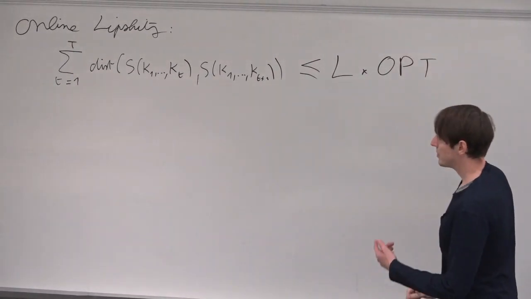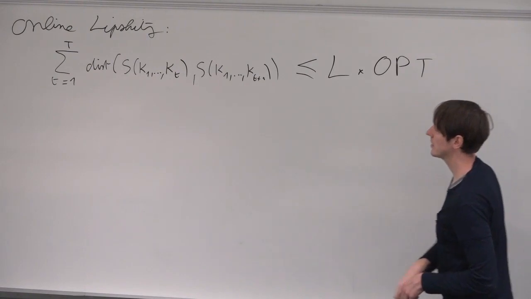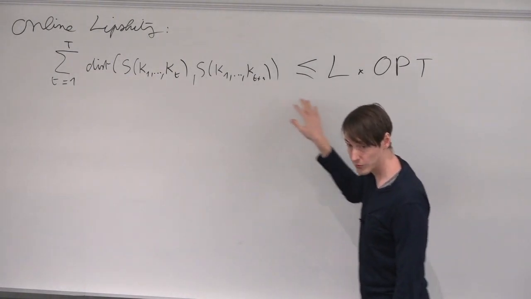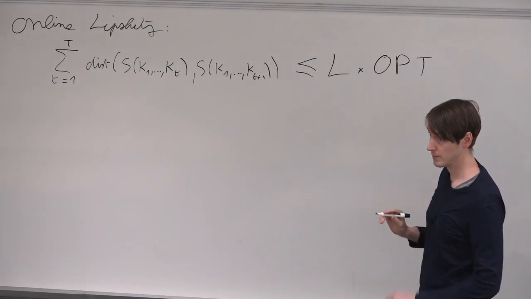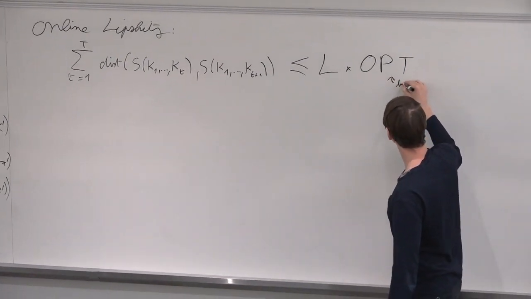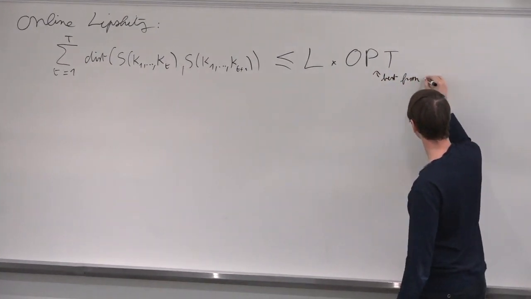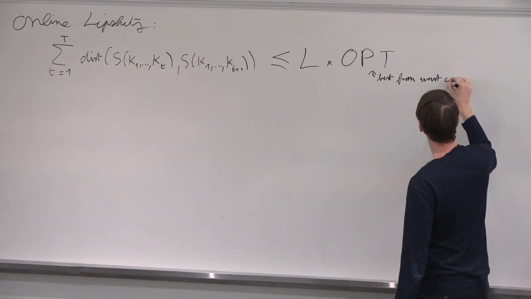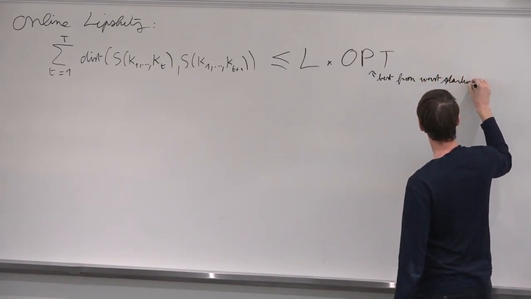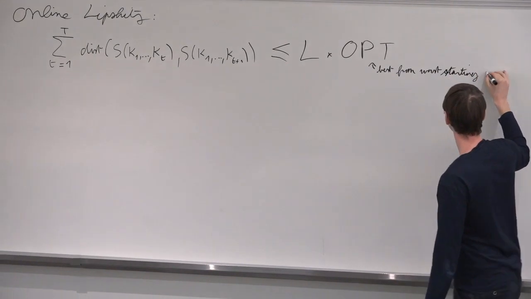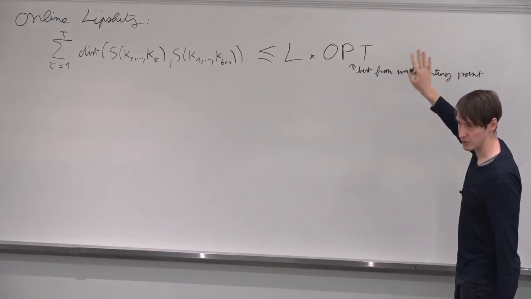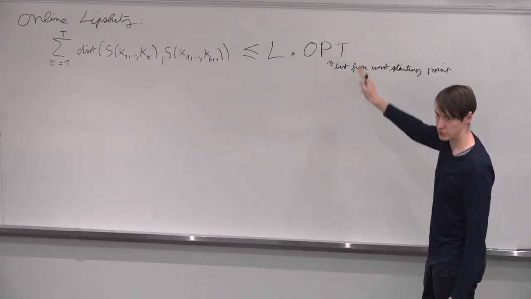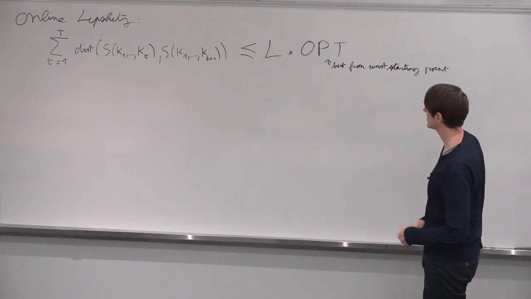And now what is opt? Opt is the smallest distance I could have traveled to satisfy all of these requests from the worst starting point. So best from worst starting point. And for the experts in online learning and online algorithms, notice that I don't allow some additive constant or anything like that. You have to be just smaller than L times opt.